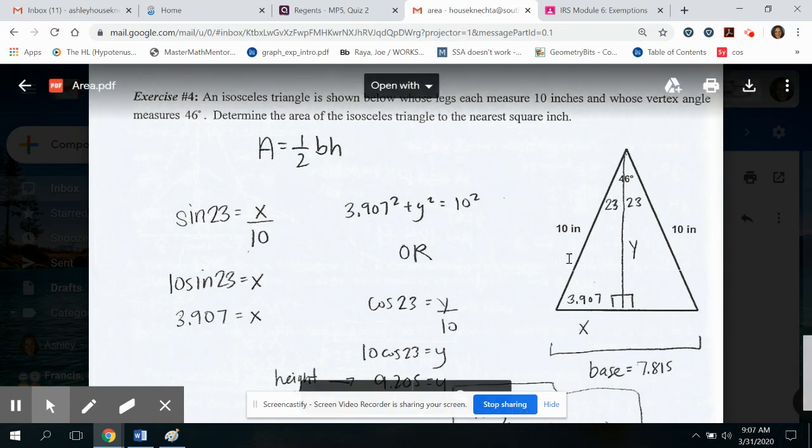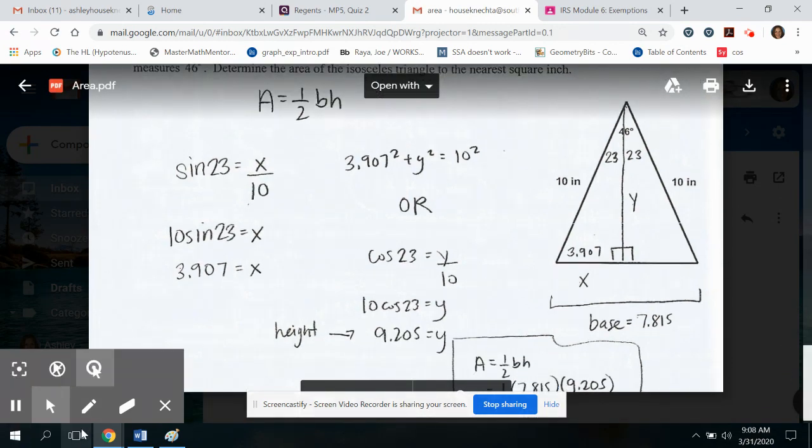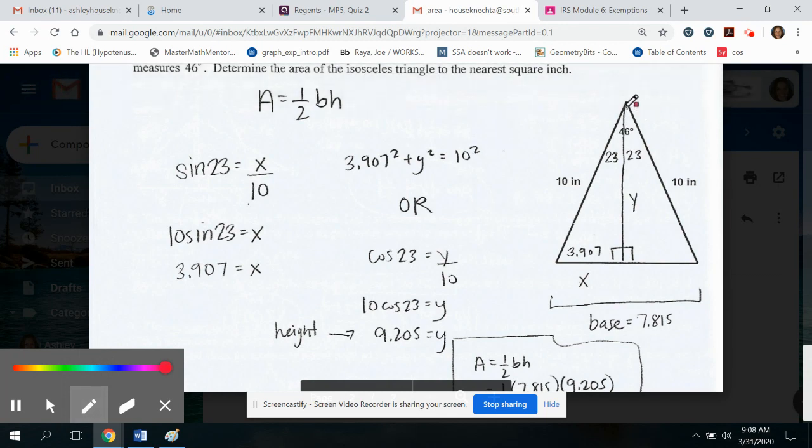So I do know the legs are each 10, and this 46 degrees is the vertex angle. With any of these problems, I need that perpendicular piece. So I started off with that. I said, you know what, I'm going to put an altitude here. It's isosceles. Things work out really nicely. Yeah, those are right angles. This 46 got split in half, so those are each 23.